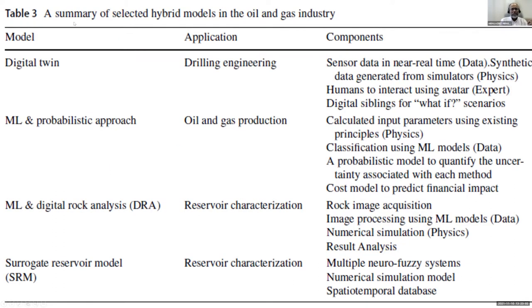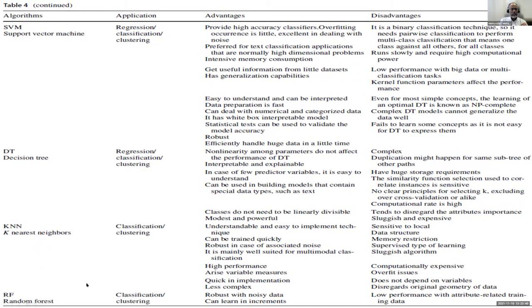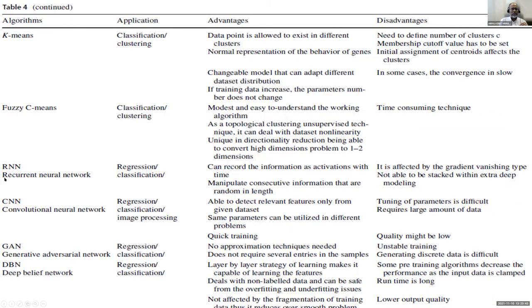And here is a summary of selected hybrid models in the oil and gas industry. Okay, so you can see the applications and the components, like models in drilling engineering, oil and gas production, reservoir characterization, and so on. And table 4 gives commonly used machine learning tools with their advantages and disadvantages. There's not time to talk about them, this is too detailed, but I'm telling you about a nice reference which is prepared with a lot of effort. So here is ANN and then fuzzy logic and then SVM, support vector machine, and decision tree and k nearest neighbors and random forest and k means and fuzzy c means and recurrent neural networks and convolutional neural networks.